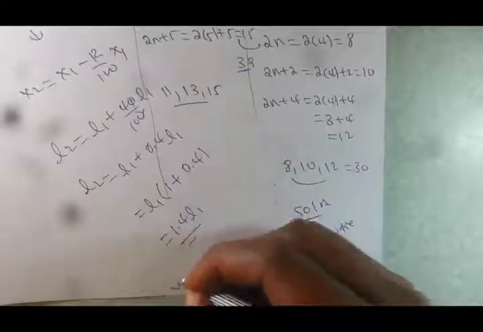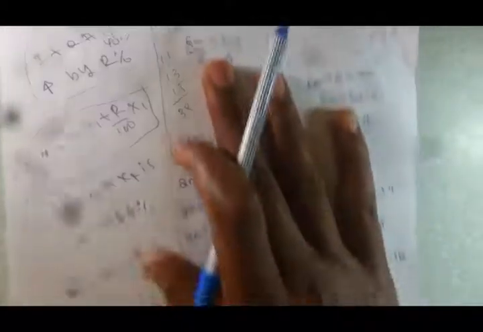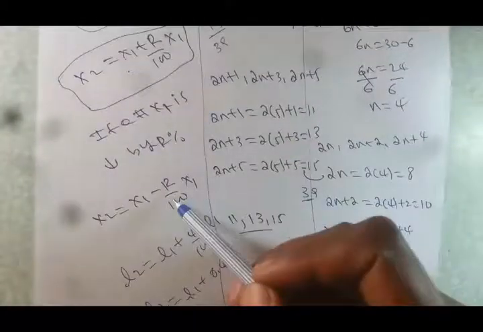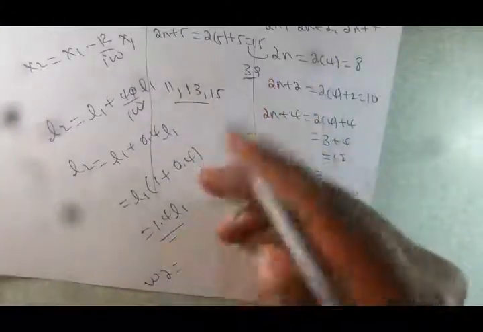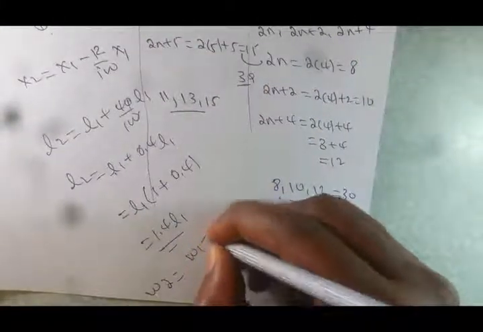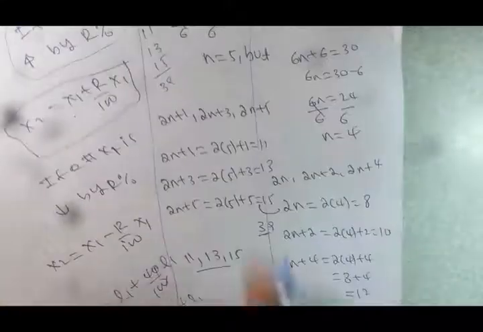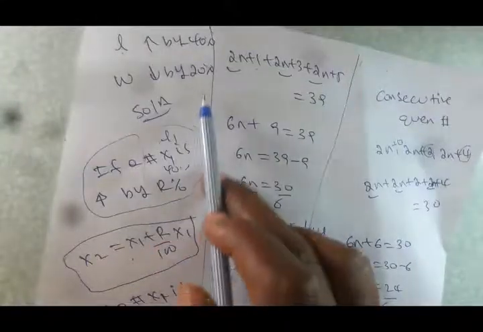And W2, it says it was decreased by 20%. So we use the second formula. Whenever it is reduced or decreased, W2 will be W1 minus the value of r, which is already given. What is the value of r? 20%.